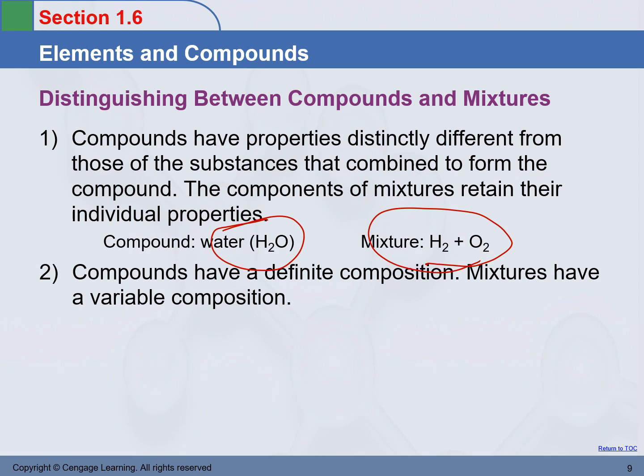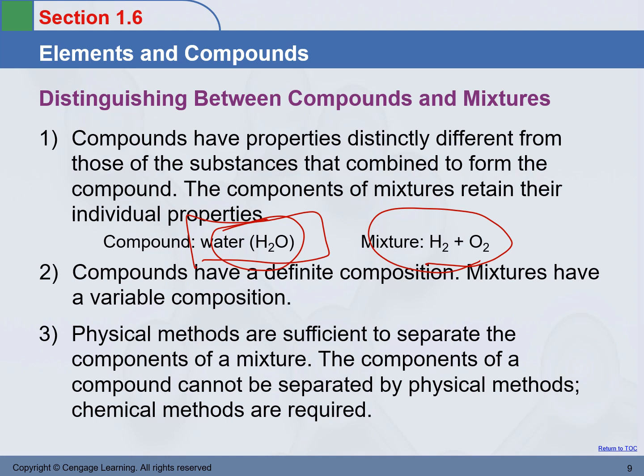Compounds have a definite composition. Compound water, regardless of where you get it, how you get it, the composition will be the same. 2 hydrogen and 1 oxygen combine to form a water molecule. Mixtures, however, a mixture of hydrogen and oxygen, depending on how much hydrogen or oxygen you use, the mixture could have different composition.